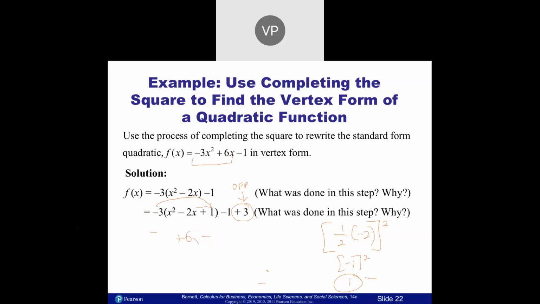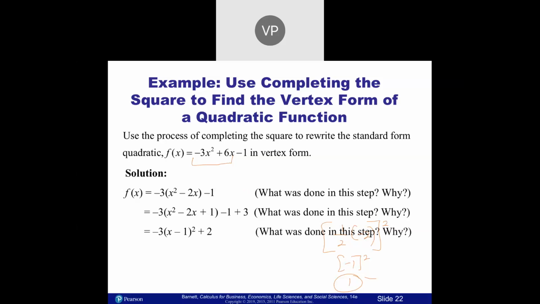So that's how we keep the equation balanced, because you can't just go along to an equation and start adding or subtracting numbers, but you can as long as you do the same thing. So I subtracted a 3 and then I added a 3. Then we're going to simplify and we're going to also factor.